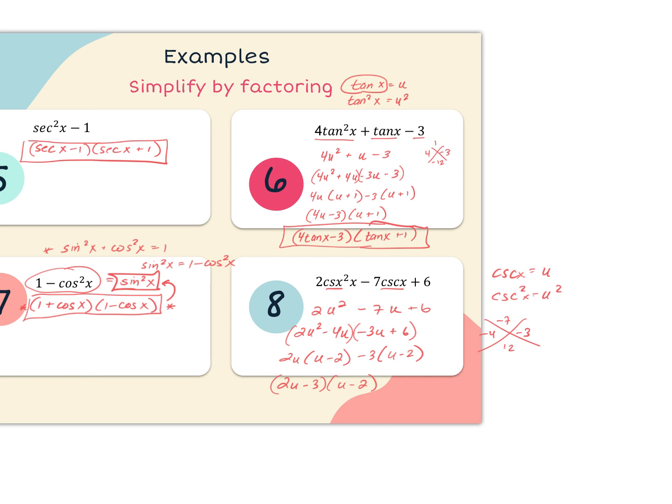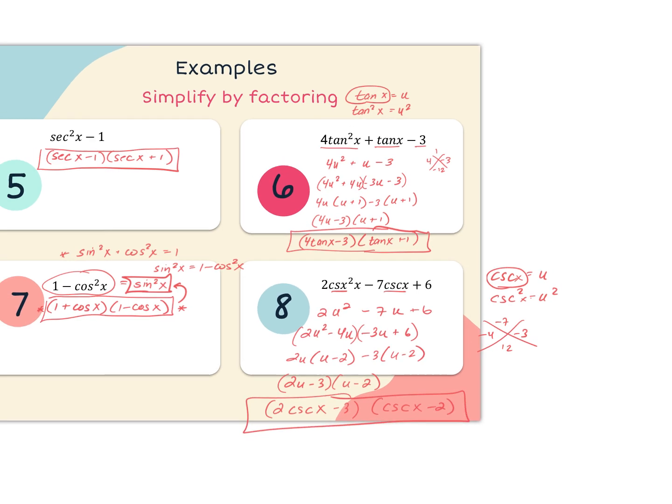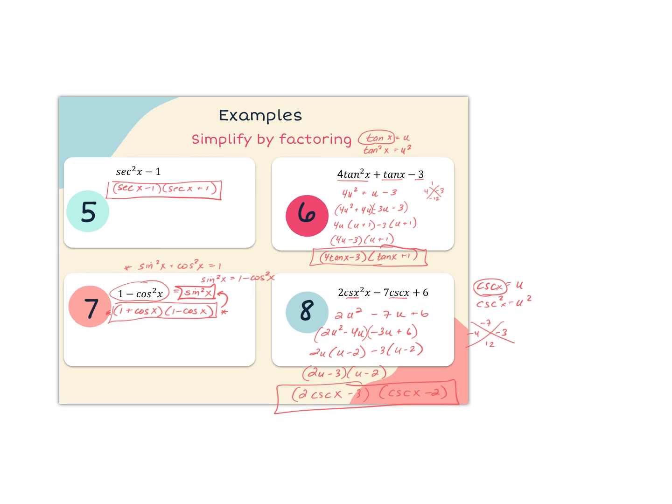Again, u equals cosecant of x. So this is 2 cosecant of x minus 3 and cosecant of x minus 2. And here I'm simplifying by factoring, because again, they asked me to simplify by factoring. And so I'm factoring all of these things, okay?